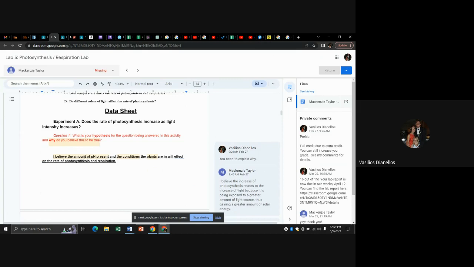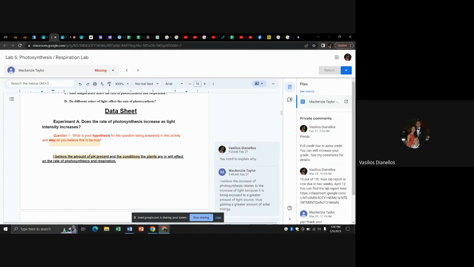So here we have, I believe the amount of pH present and the conditions the plants are in will affect the rate of photosynthesis and respiration. Okay, so there's a few issues with your hypothesis. One, you kind of got it flip-flopped. So you're saying that the conditions will affect photosynthesis. How do I put this? You were saying that the pH.